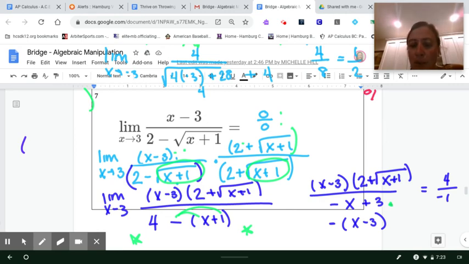So then I'm going to say, okay, those don't match exactly, but I can factor this denominator by pulling out a negative. So I have my x minus 3's. These will divide out. So on the bottom, I basically just have negative 1. And then when I plug in my 3, I get a 4. So I would say I get a final answer of negative 4.